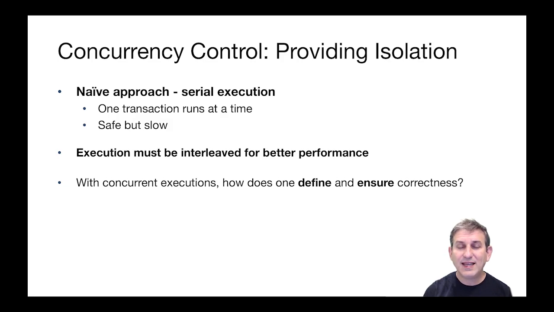The first is, how do we define what's correct behavior? What interleavings of actions should be allowed? And then the second is, how do we ensure that correct behavior? So in the coming slides, we'll look at both of these issues, beginning with definitions and formalisms for correctness, and following up with mechanisms to achieve that formalism.